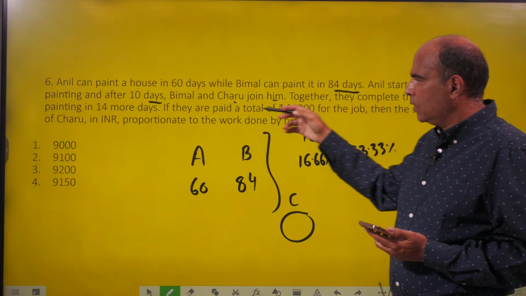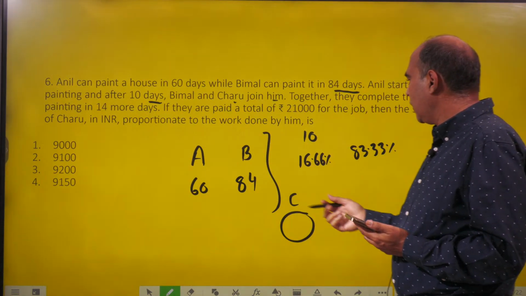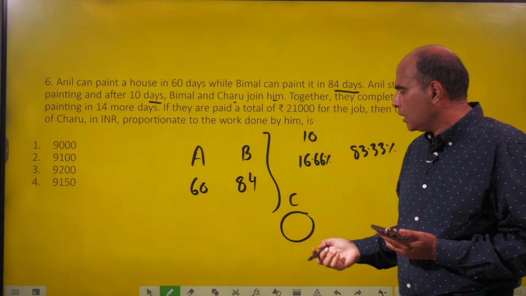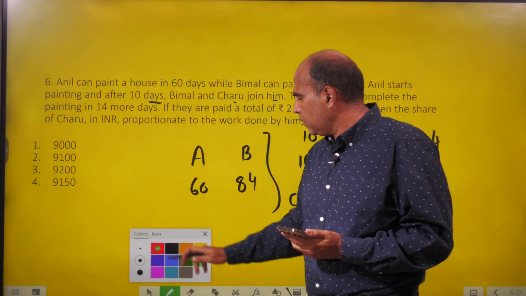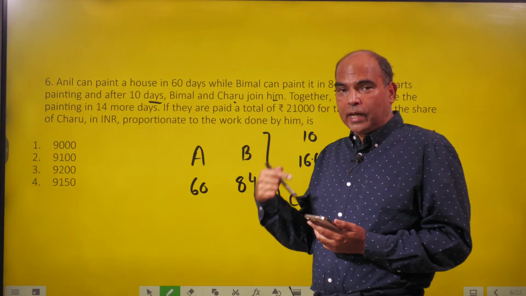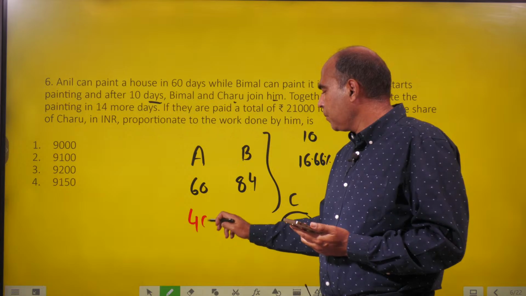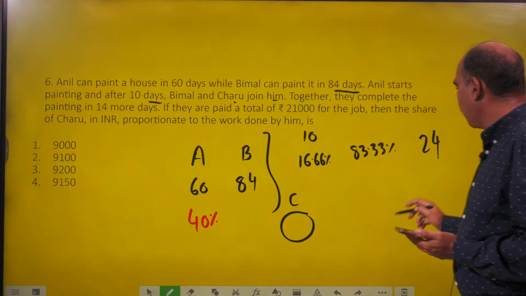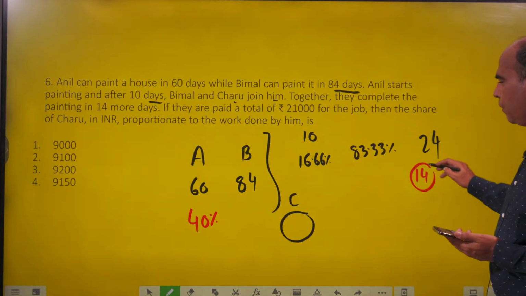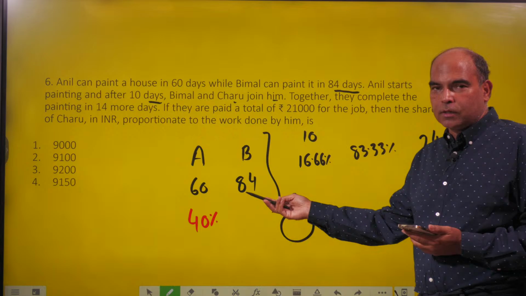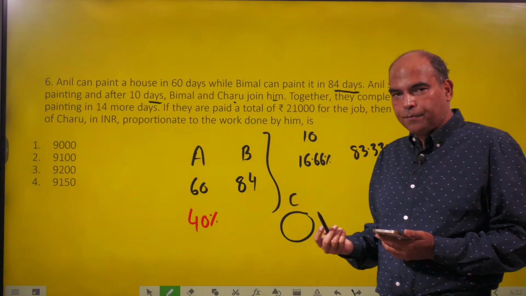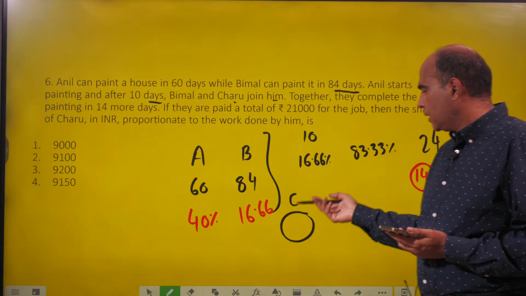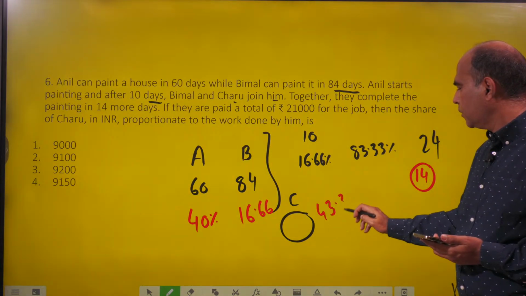Together they complete the work, the painting, in 14 more days. So that means a total of 24 days when the painting is completed. So that tells me that if the total is 24 days when painting is completed, Anil has worked the entire time. It means that Anil would have done 40% of the work. Right? Simple. And in 14 days, Bimal has worked only for 14 days, and Bimal completes the work in 84 days. So Bimal will do 1/6 of the work. So 16.66% of the work Bimal will do, which means that Charu will do 43.33% of the work.